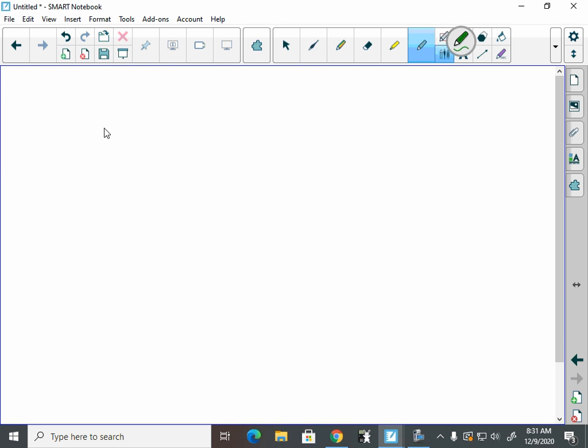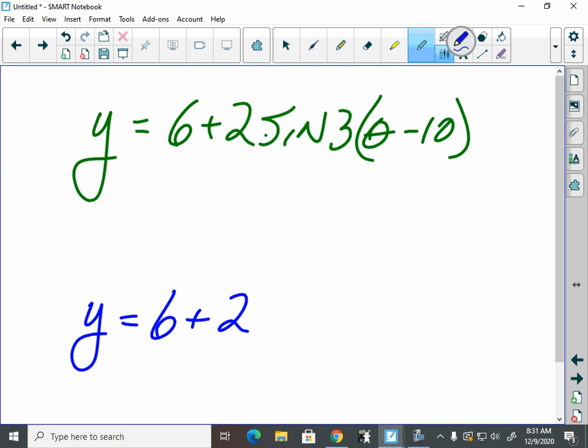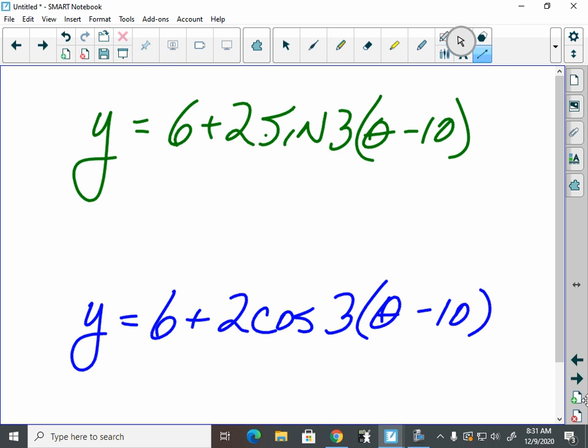Let's say that I said, hey, graph something like this: 6 plus 2 sine 3 theta minus 10, okay? And then I'm going to do the cosine one also: 6 plus 2 cosine 3 theta minus 10, just so that you guys get a feel for it. That's the only difference.